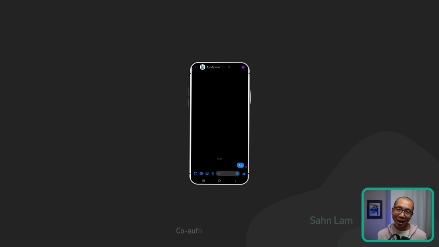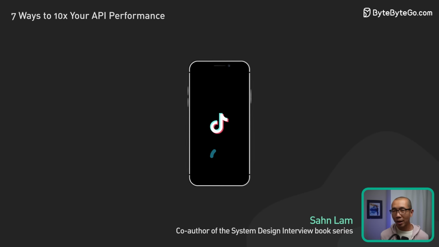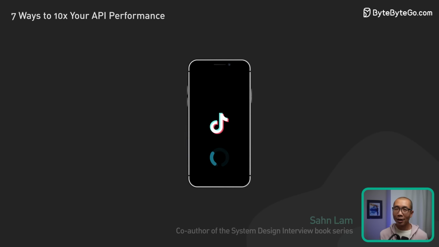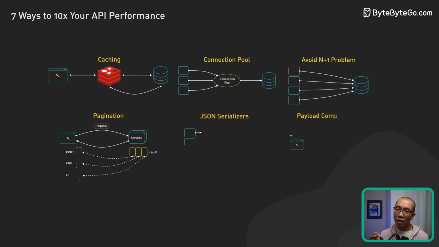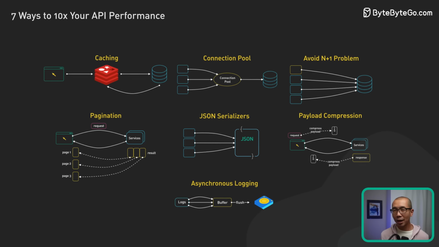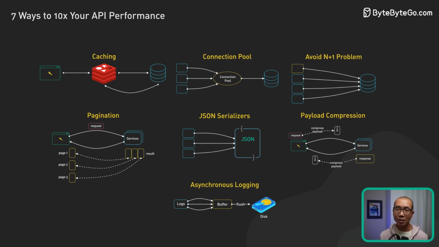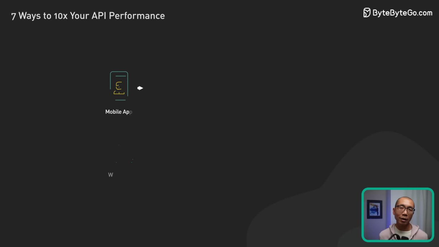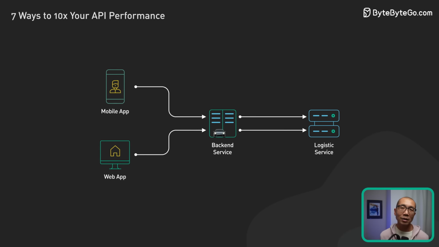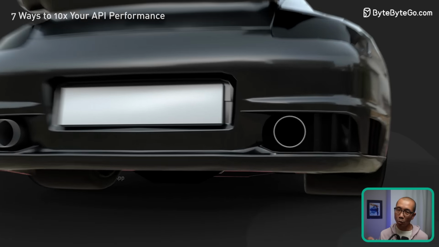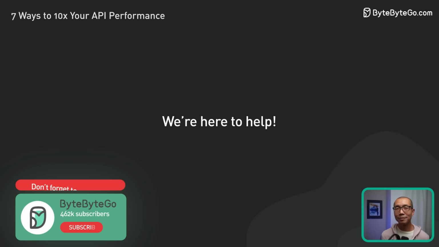Hey everyone, are you tired of slow APIs making your application sluggish? You're in the right place. In today's video, we're going to explore 7 optimization techniques that can help your APIs perform at their best. We've all been there. You've built an amazing API, but it's just not as fast as you like it to be. But don't worry, we're here to help.